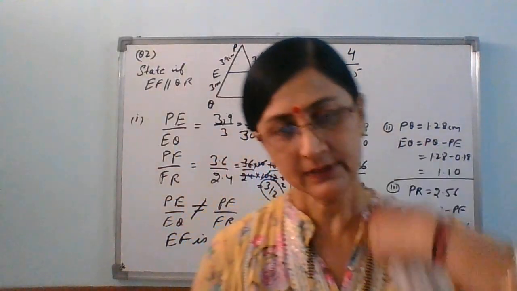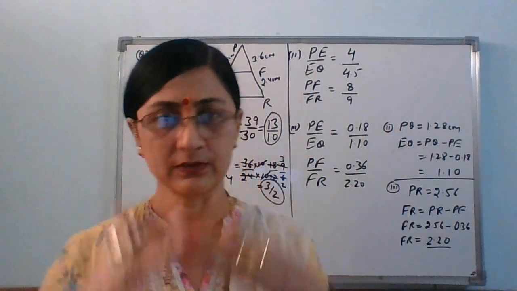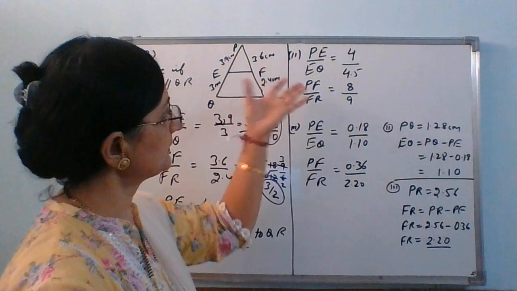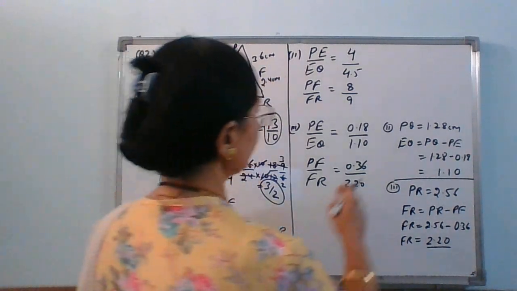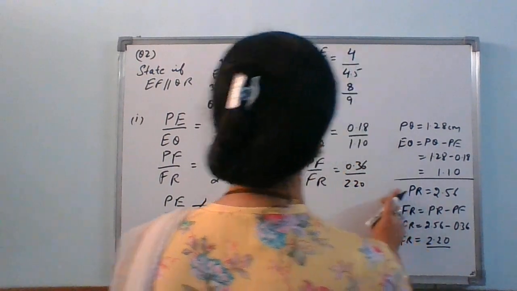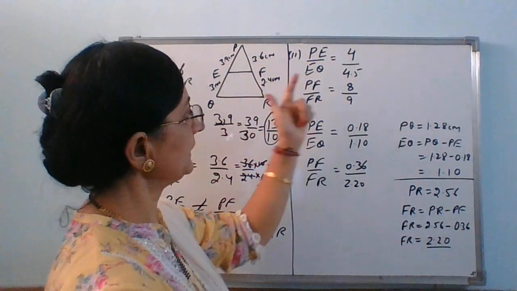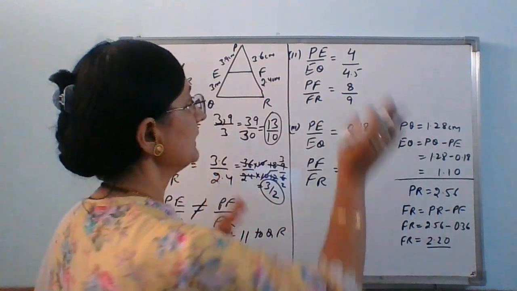Right? So in the first case, the EF side is not parallel to QR because the sides are not in ratio. Now let us test the second part. In the second part, PE is given 4, EQ is 4.5, PF is 8 and FR is 9. Now let us check.